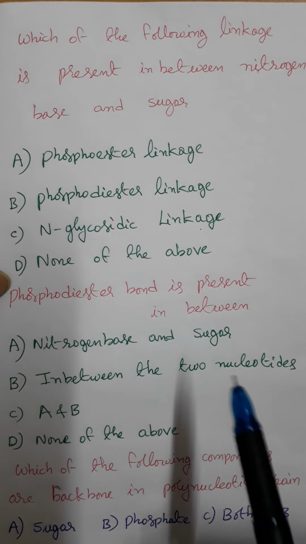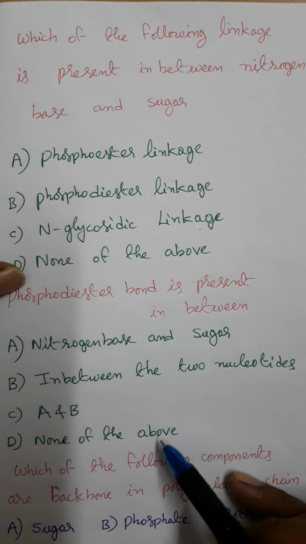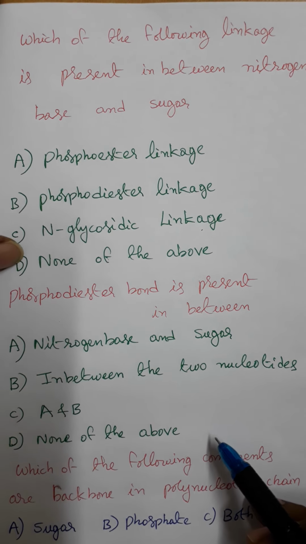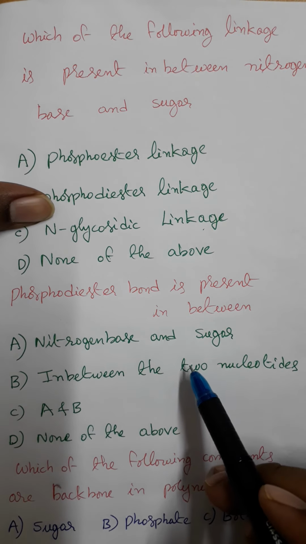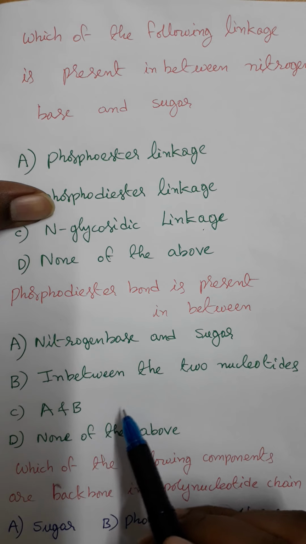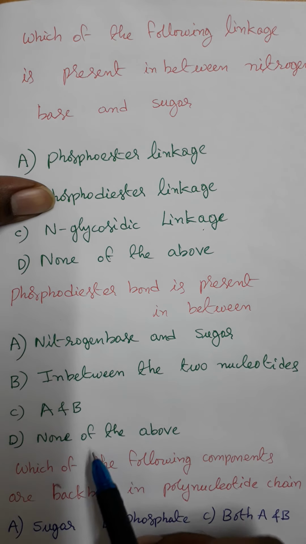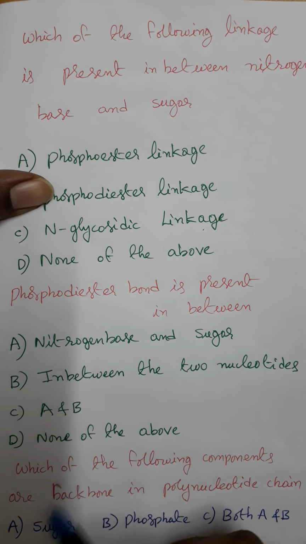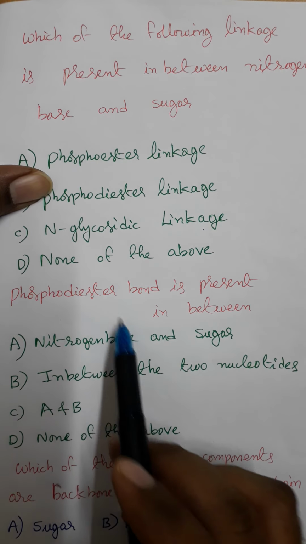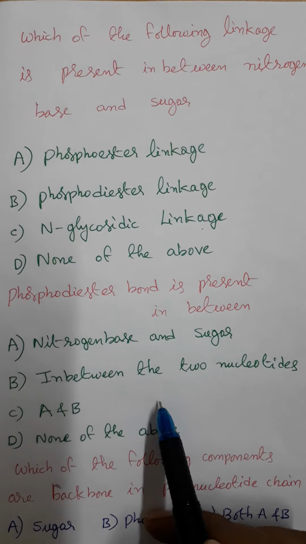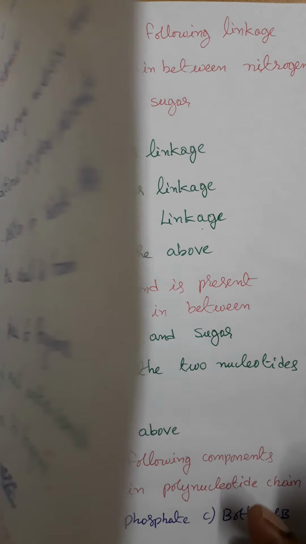Okay, next question: phosphodiester bond is present in between. What are the options given? Option A, nitrogen base and sugar. Option B, in between the two nucleotides. Option C, both A and B. Option D, none of the above. Phosphodiester bond is present in between two nucleotides.